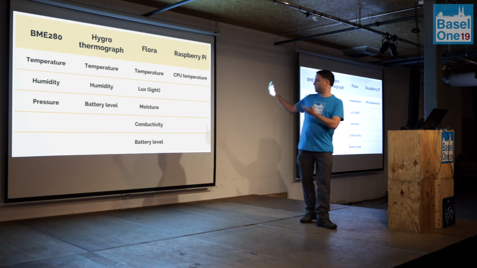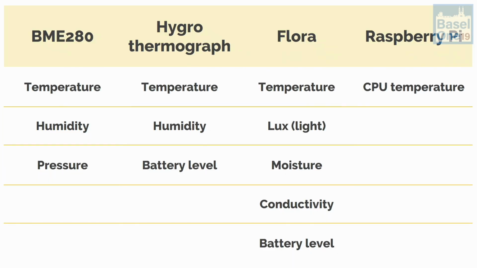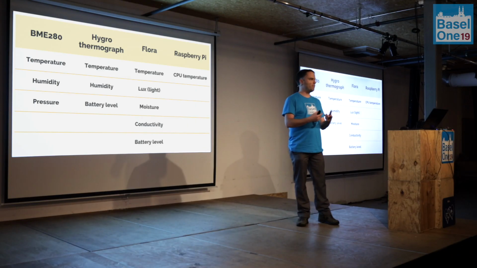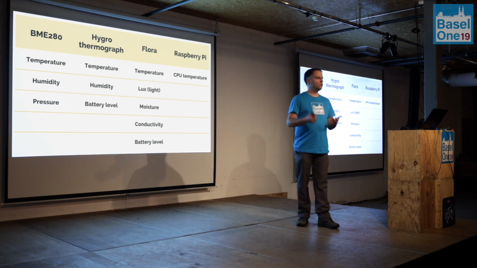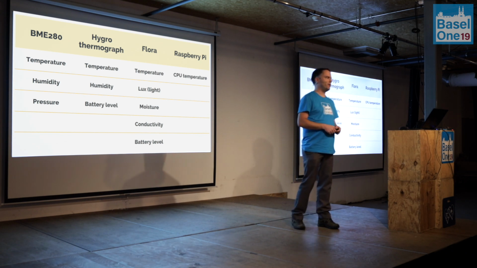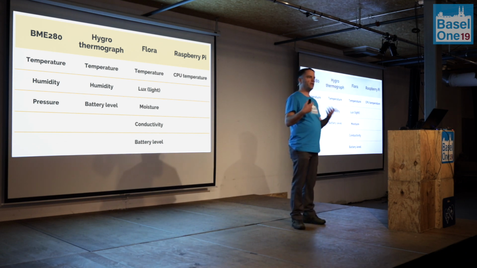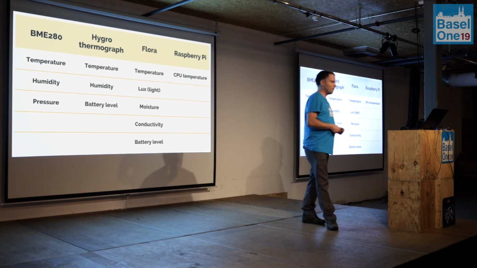Okay, so what can I measure with those different sensors? These are the different things I can measure. So temperature, humidity, moisture, but also things like battery level. For the Bluetooth sensors, they work on a battery, so it's quite useful to see how good the battery level is so that you can replace the battery before it's empty.